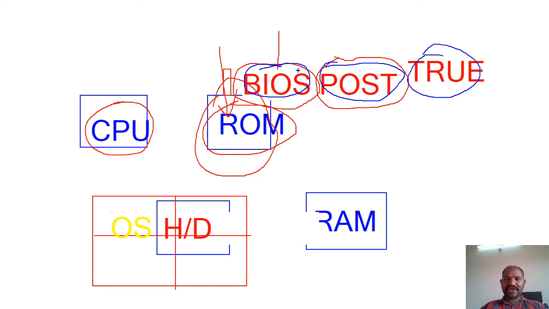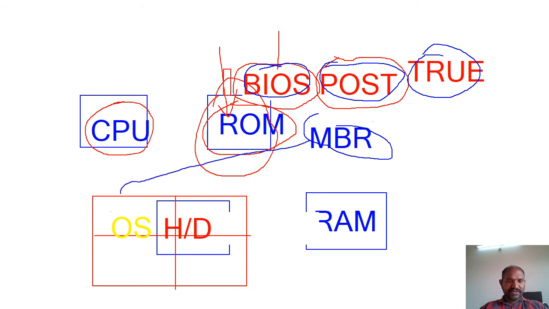So once it receives the true value, the BIOS is going to use one thing called the MBR. This particular block is going to hold the starting address of our operating system, which is there inside the BIOS. MBR, master boot recorder. The master boot recorder is going to show us the starting address of our operating system.